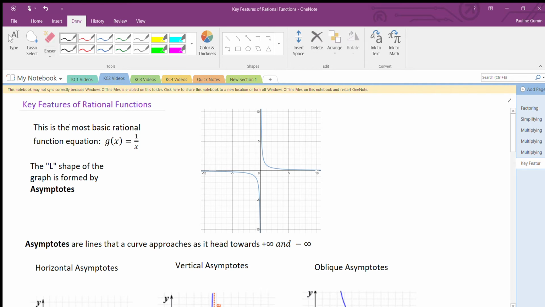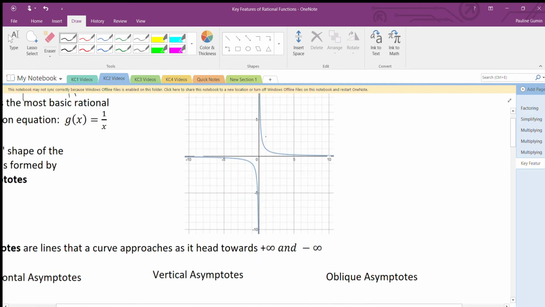Now you may remember from previous sections, we called the most basic functions parent functions. So this is its parent function. Sweet. Let's draw in these invisible asymptotes.